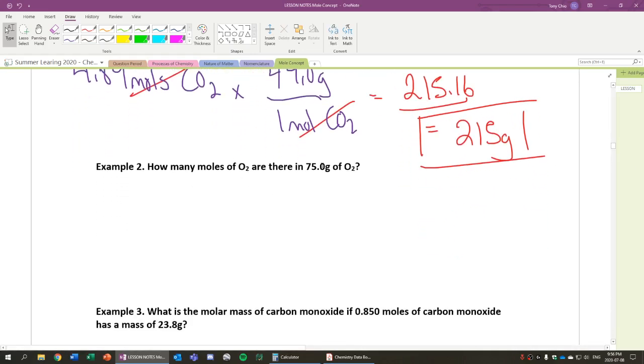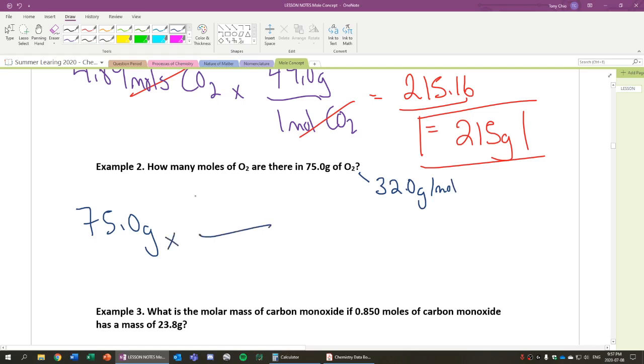How many moles of O2 are there in 75.0 grams of O2? Okay, so we have 75.0 grams of O2. What's the molar mass of O2? Well, if one oxygen is 16, the two oxygens will mean that's 32.0 grams per mole.